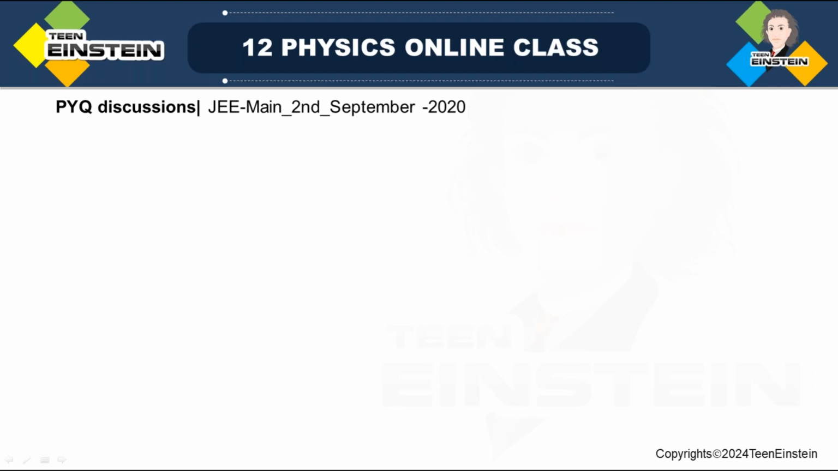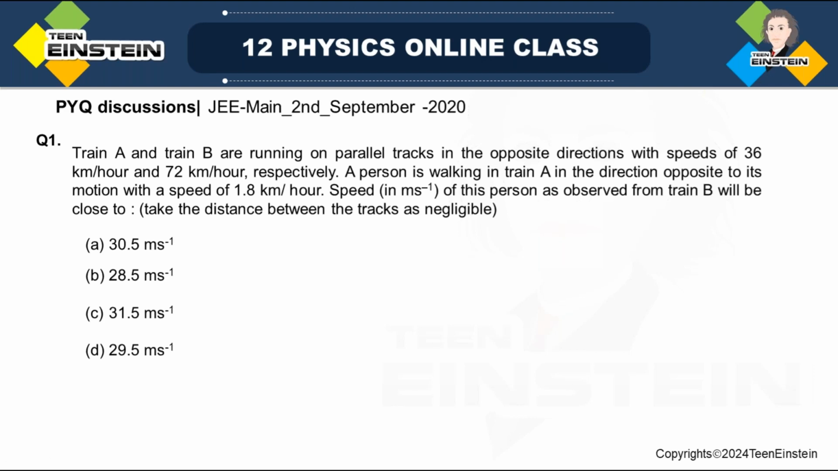So this first problem says a train A and B are running on parallel tracks in opposite directions with speeds 36 km per hour and 72 km per hour respectively. A person is walking in train A in the direction opposite to its motion with a speed of 1.8 km per hour.